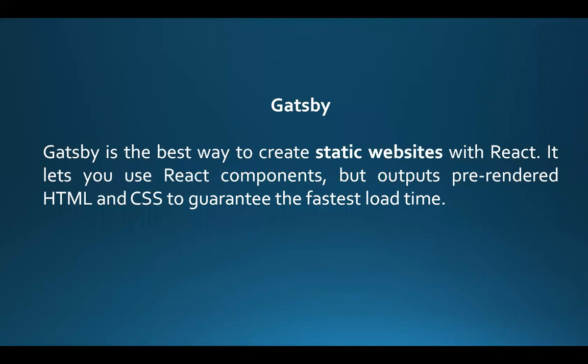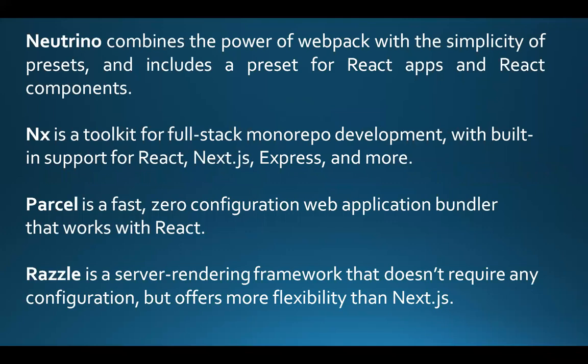That means only React is not enough. In several projects, we need React in combination with other frameworks. React is popularly used with Next.js, with Gatsby, and with Neutrino. Neutrino is used for building effective React components. And we have NX, which is used for creating monorepo development applications. What are these? I will explain these options in detail. We have Parcel, we have Razzle.